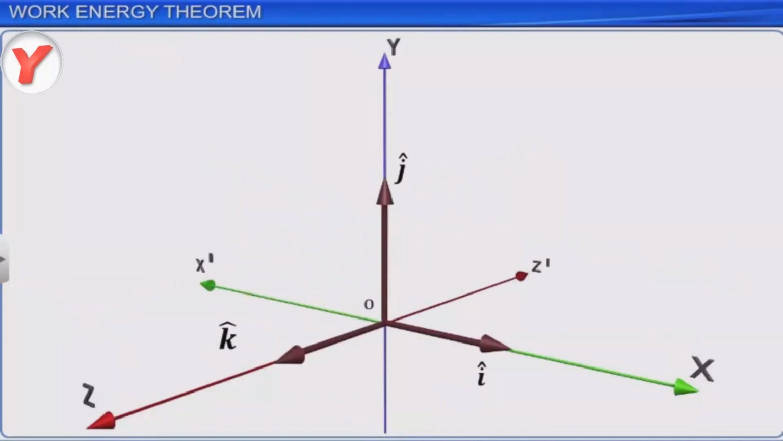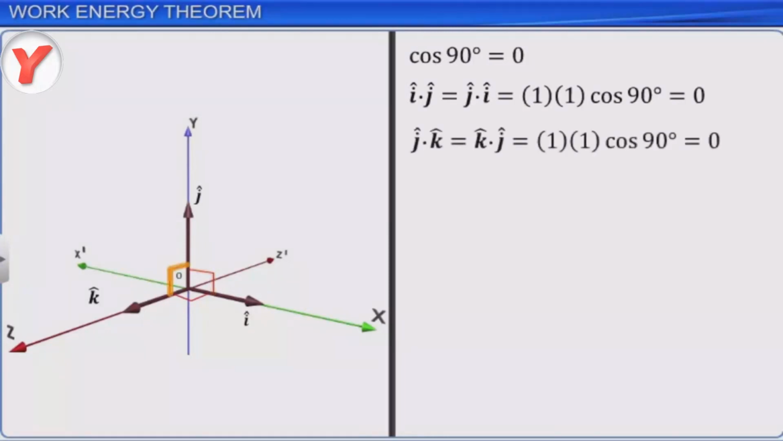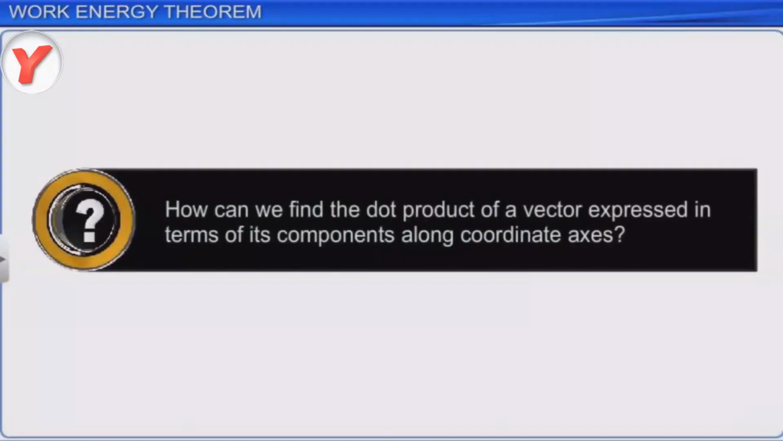The angle between any two mutually perpendicular directions, that is, between I and J, or J and K, or K and I, is 90 degrees. And cos 90 degrees is 0. So, I dot J is equal to 0. J dot K is equal to 0. And K dot I is equal to 0. How can we find the dot product of a vector expressed in terms of its components along coordinate axis?